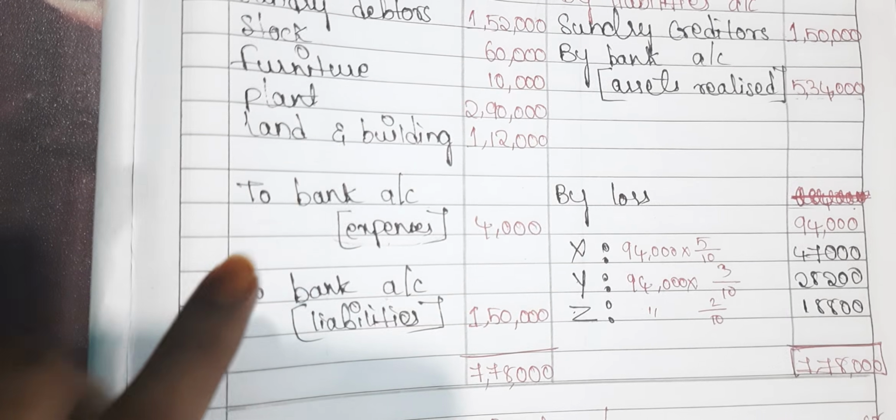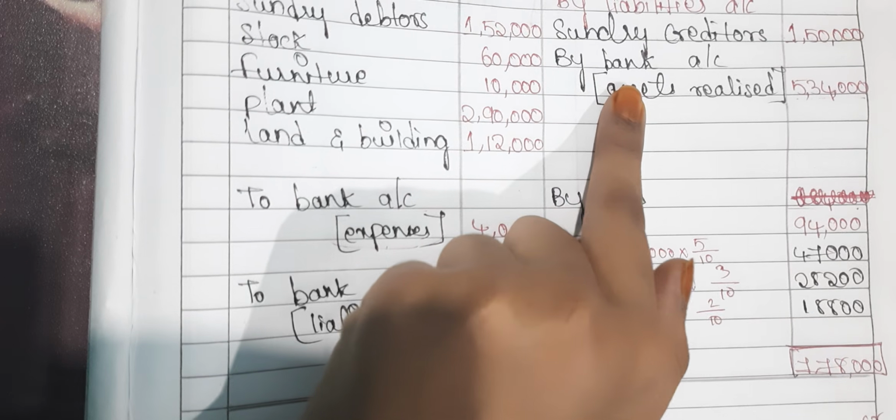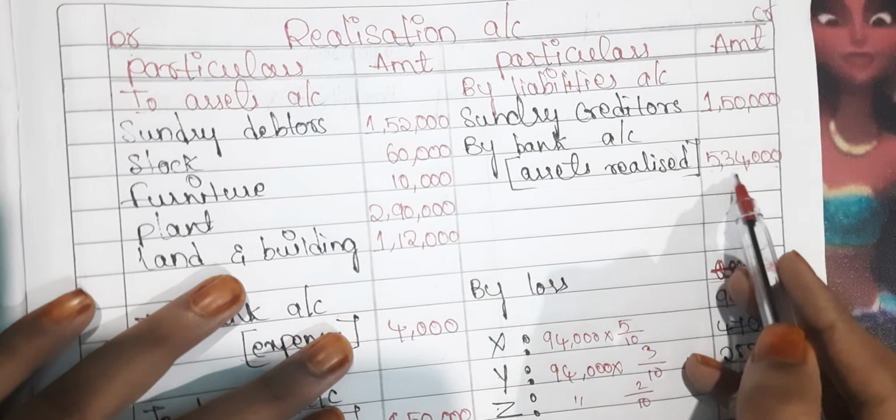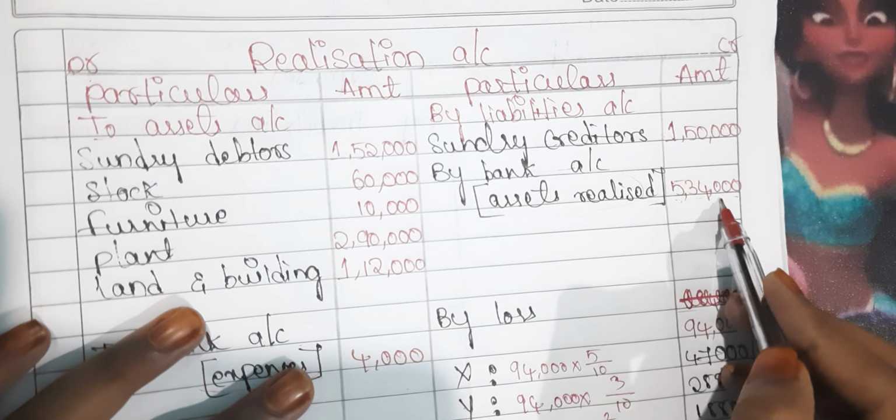I am saying you again and again, wherever we have written bank, you need to take it here in the bank account. Here it is debit, so here we have taken it in the credit. Here it is credit, then we will be taking it in the debit. Okay, here you see, by bank account assets realized amount is 5,34,000. So we are going to take it here.